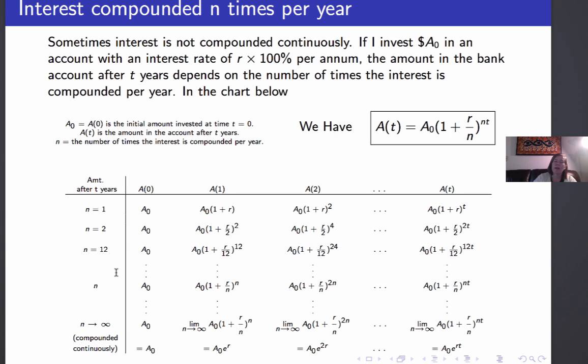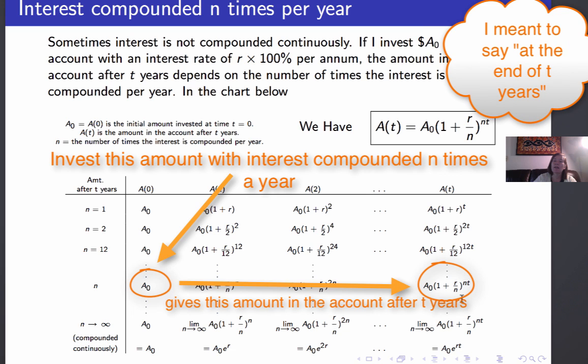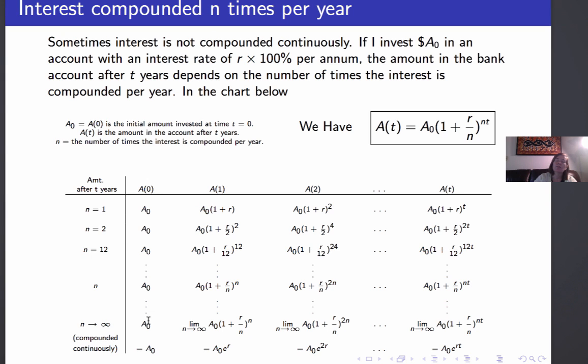So for any given n, if I start with the principal of A0, at the end of t years, I have A0 times 1 plus r over n to the nt dollars in my account, and you can see that as n tends to infinity, we're tending towards the situation where the interest is compounded continuously. At the end of t years, I will have the limit as n goes to infinity of A0 times 1 plus r over n to the nt dollars in the account. But of course we know that that limit is e to the rt. So it agrees with our assessment for continuous compounding of the interest that we had before.